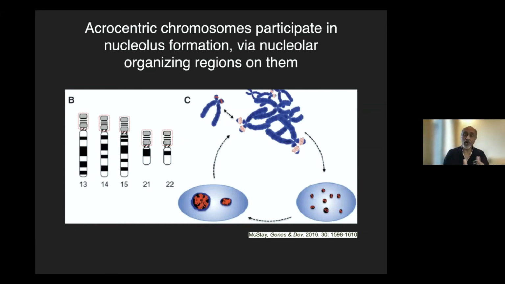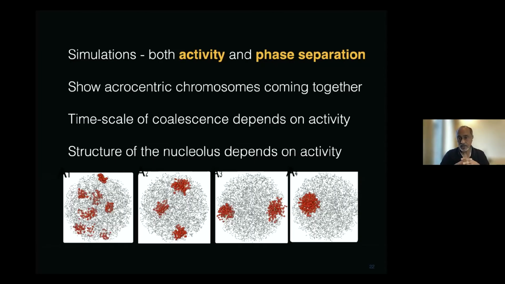All of this is happening in the background of the other stuff in the nucleus, all of the other chromosomes inside. So what we've been doing is simulating the combination of phase separation and activity together. Here are pictures where the red regions belong to the acrocentric chromosomes that will go into making up the nucleolus. You can see in these simulations the acrocentric chromosomes coming together. The time scale of their coalescence depends upon levels of activity, and the structure of the nucleolus itself depends upon the activity.